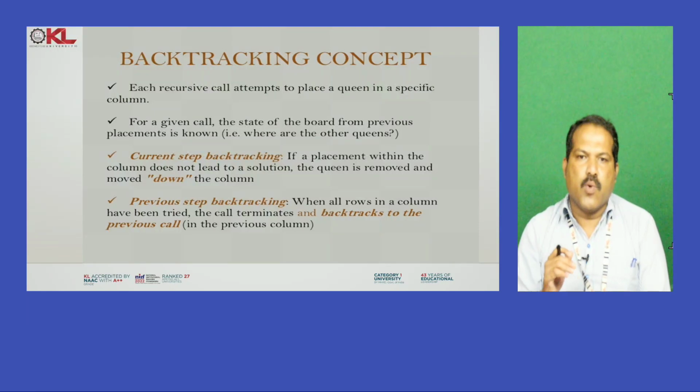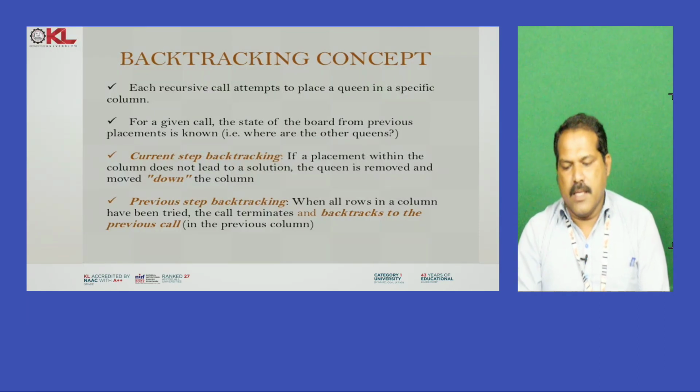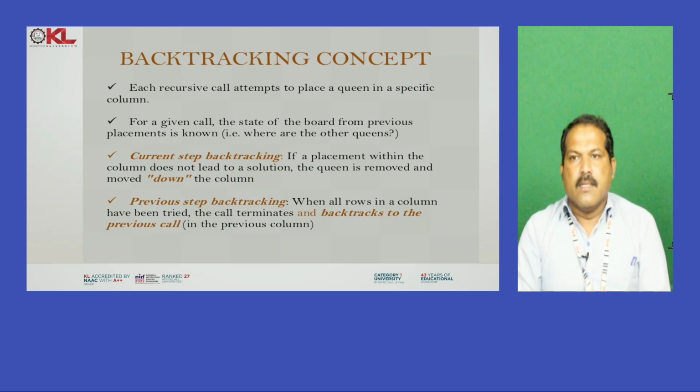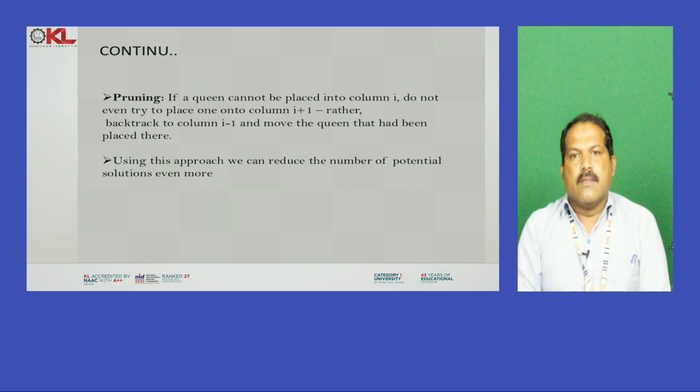We have to remove the queen, and again we have to move the queen up the column. So previous step, backtracking: when all rows in a column have been tried, the call terminates and backtracks to the previous call. Pruning: if a queen cannot be placed into a column i, do not even try to place one onto column i plus 1.